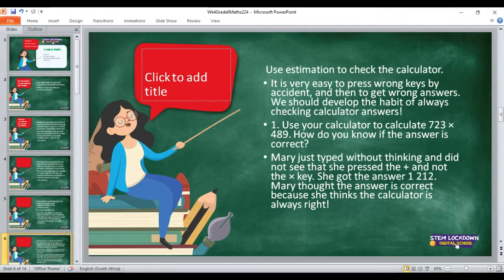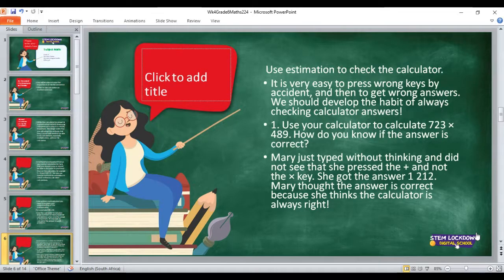Here we're dealing with estimation. How do we do this estimation? We use estimation to check the calculator. It is very easy to press the wrong keys by accident and then to get wrong answers. We should develop a habit of always checking our calculator answers.